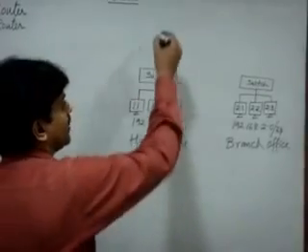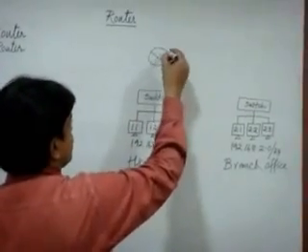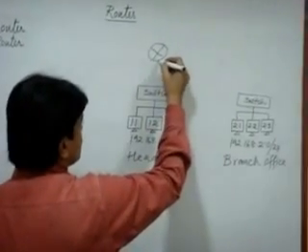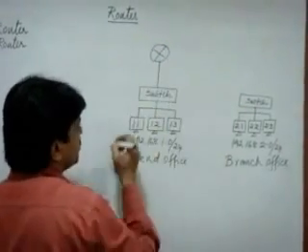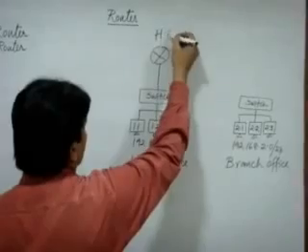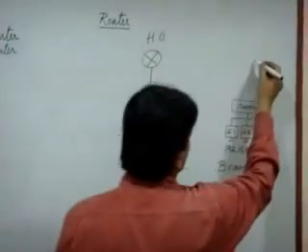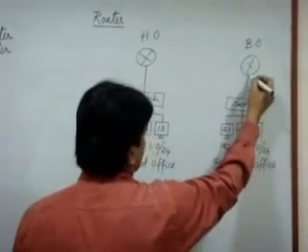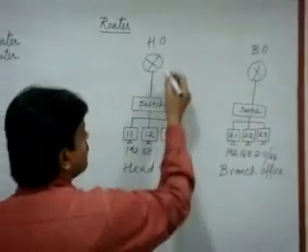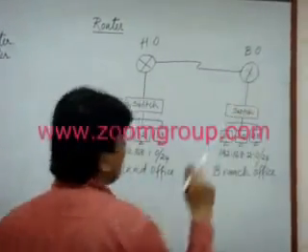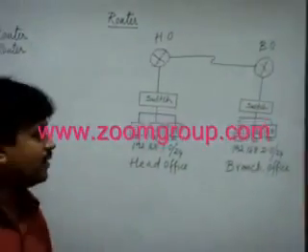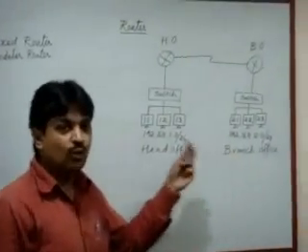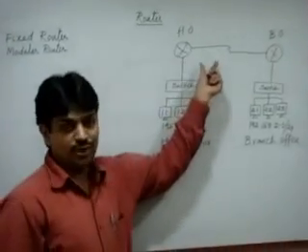Then we need a router. One router for the Hyderabad office. This is the router symbol. We connect this LAN to this router. This is the head office router. Similarly, we need one more router in the branch office. This is the branch office router. We connect these two LANs, and then we connect these two routers through some WAN link. We'll see in detail what types of WAN links are available. So like this, we can connect one office to another office with the help of routers.